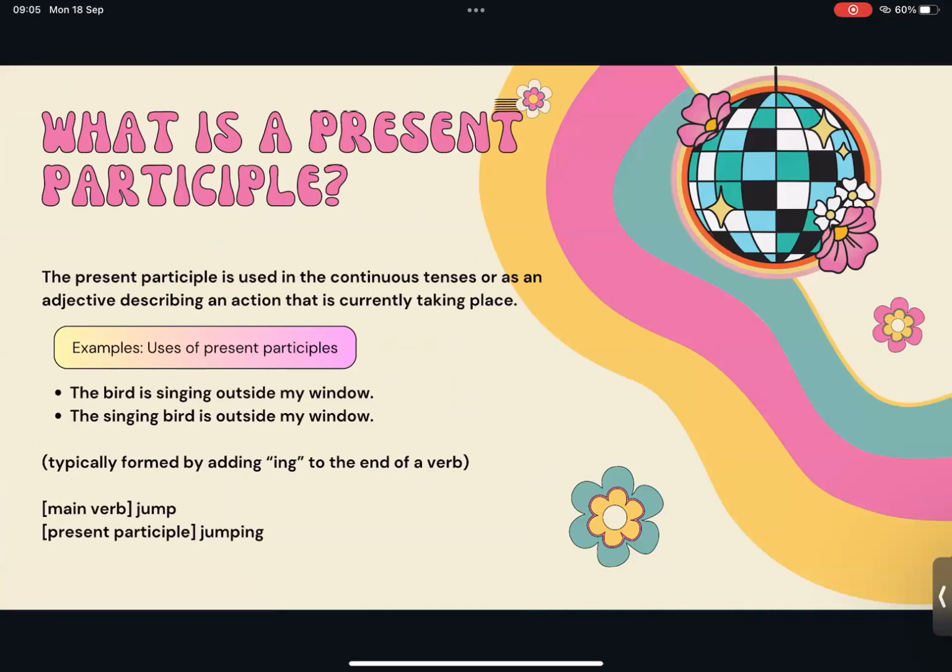The present participle is used in the continuous tenses or as an adjective describing an action that is currently taking place. For example, the bird is singing outside my window. And the second example, the singing bird is outside my window. The first one is a continuous tense, like verb to be plus verb-ing, and the sentence below is an adjective describing an action. It is typically formed by adding -ing to the end of the verb. For example, the main verb is jump, and the present participle adds -ing at the end of the word, so it's jumping. Next.